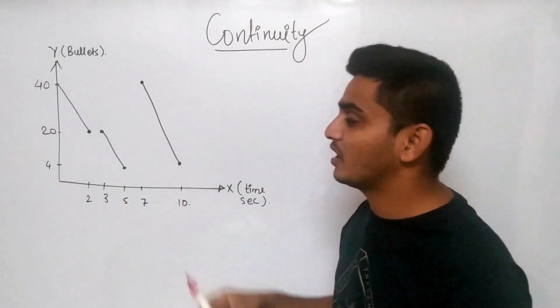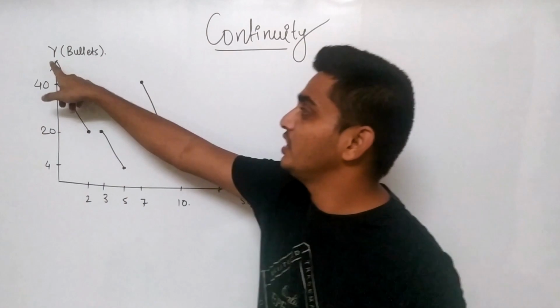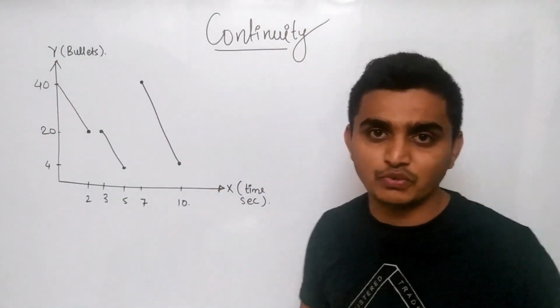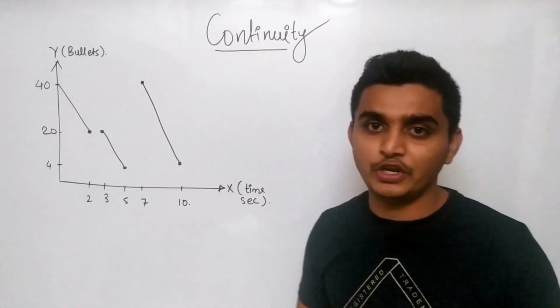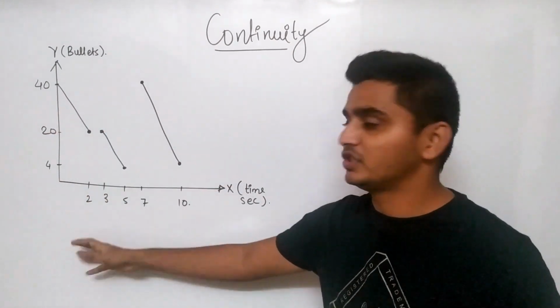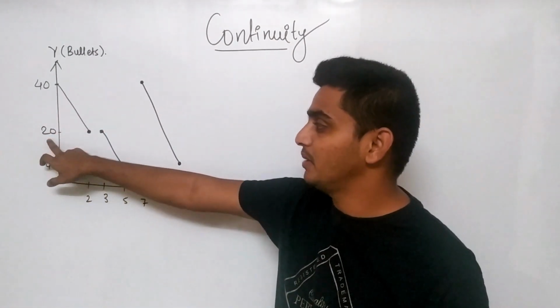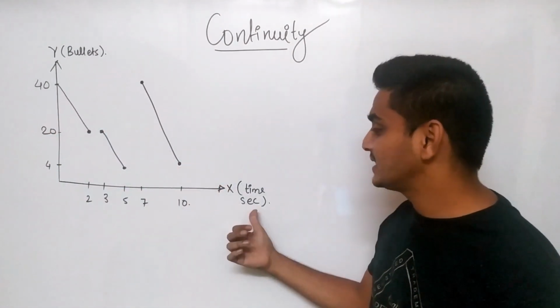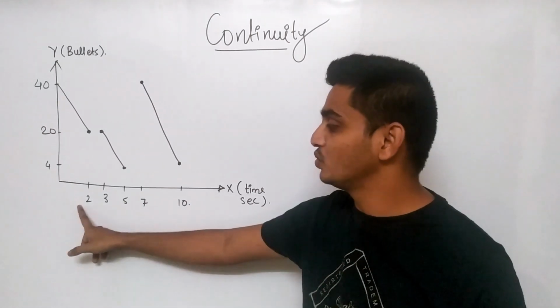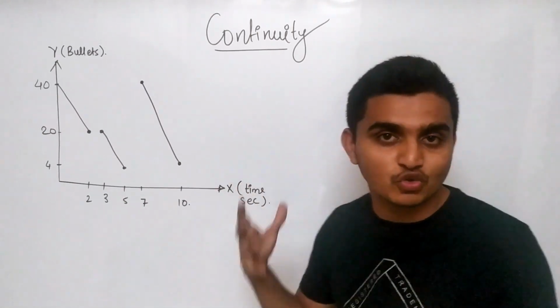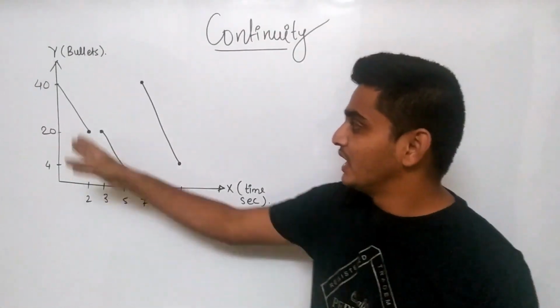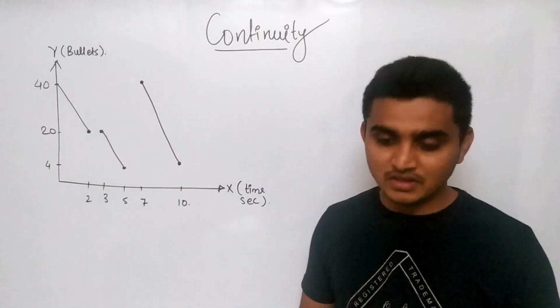Well, if you plot the graph of it, on the y-axis there will be bullets, which is 40 at the start of the video. Then I fired for some time, which is for 2 seconds, and the bullets came down to 20. And on the x-axis we have the time, so at 2 seconds, 3 seconds, 5 seconds, and so on and so forth. So is this graph continuous? Well, we'll take a look.